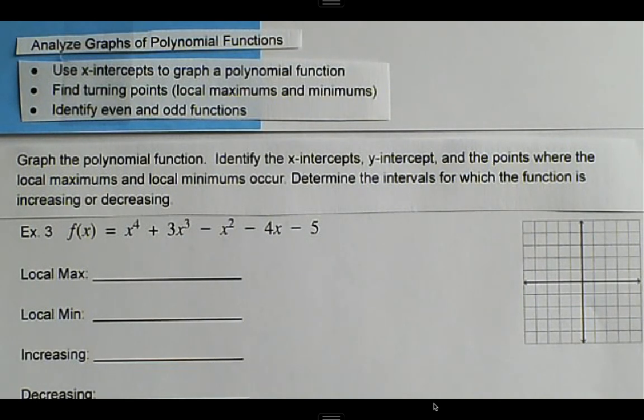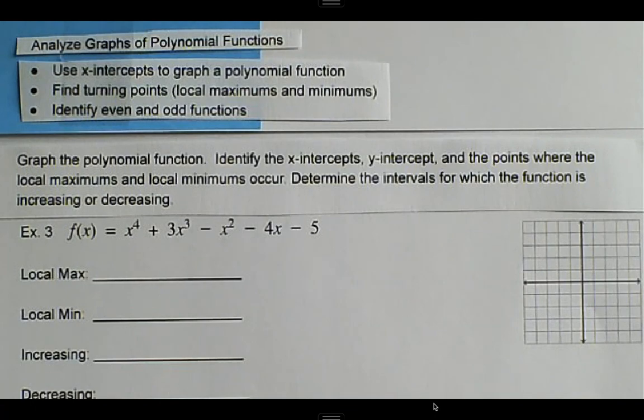We're talking about analyzing graphs of polynomial functions, and we want to use x-intercepts to graph polynomial functions and find turning points, local maximums, and local minimums. So graph a polynomial function, identify the x-intercept, the y-intercept, and the points where the local maximums and local minimums occur. Determine the interval for which the function is increasing and decreasing.